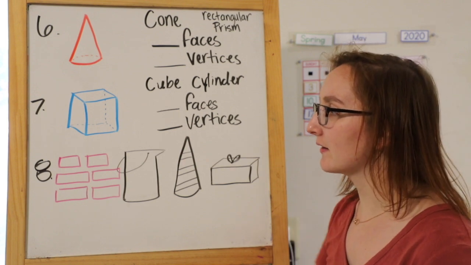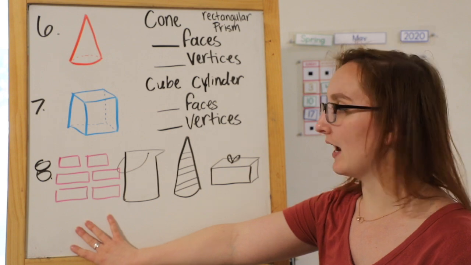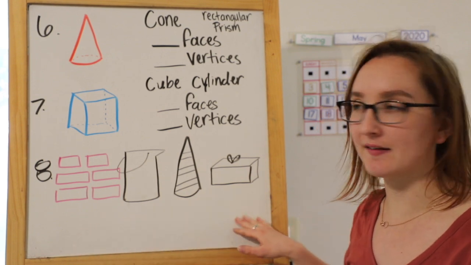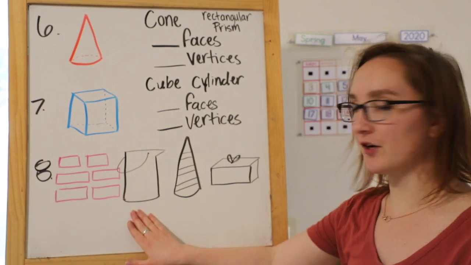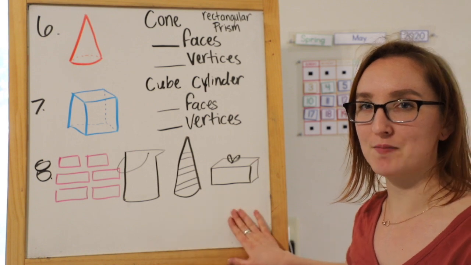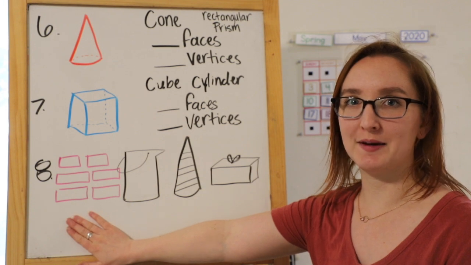Alright, number eight, you are looking at these faces right here, and you are choosing which one of these objects has these faces. So is it the first object, the second object, or the third object? Which one of these has the faces shown at the beginning of number 8?